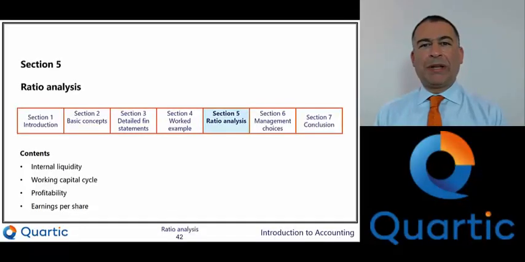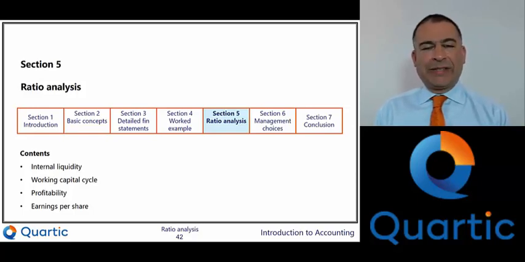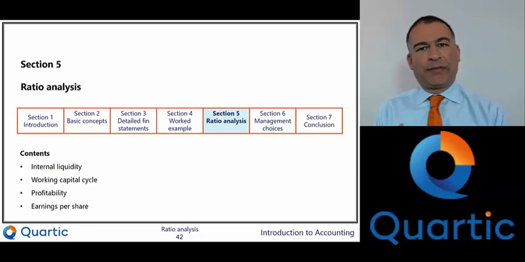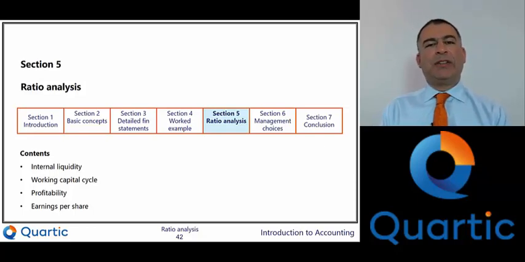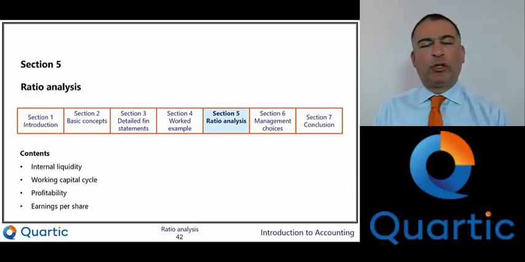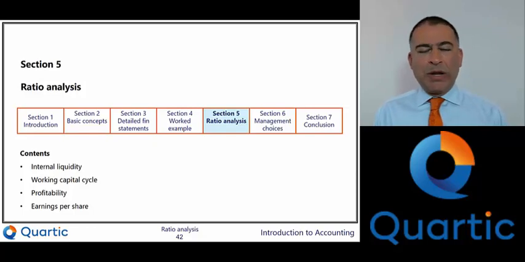Section 5, Ratio Analysis. By this stage, we've learnt about how the basic accounts fit together: your balance sheet, your income statement, the cash flow statement. What we're going to do now is start to understand what some of the numbers are telling us and how we can interpret them. Now, a basic ratio is one number divided by another number, and it's giving us a relative size. How big is one number relative to another number?